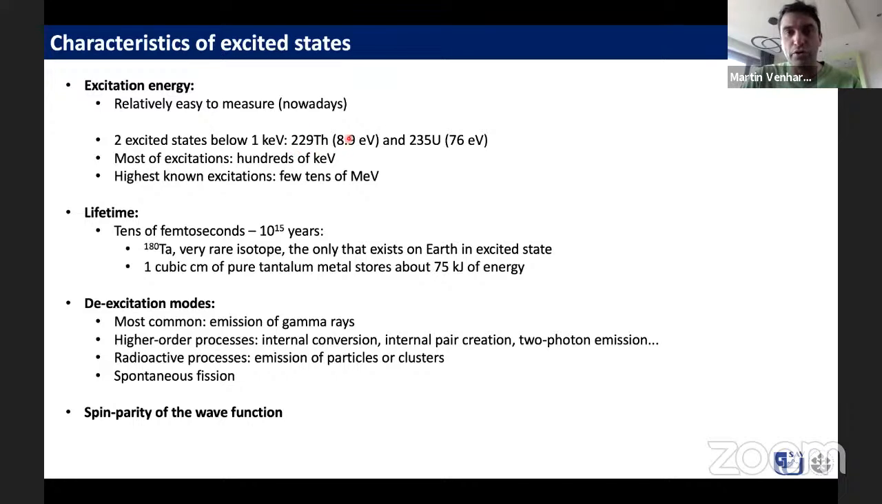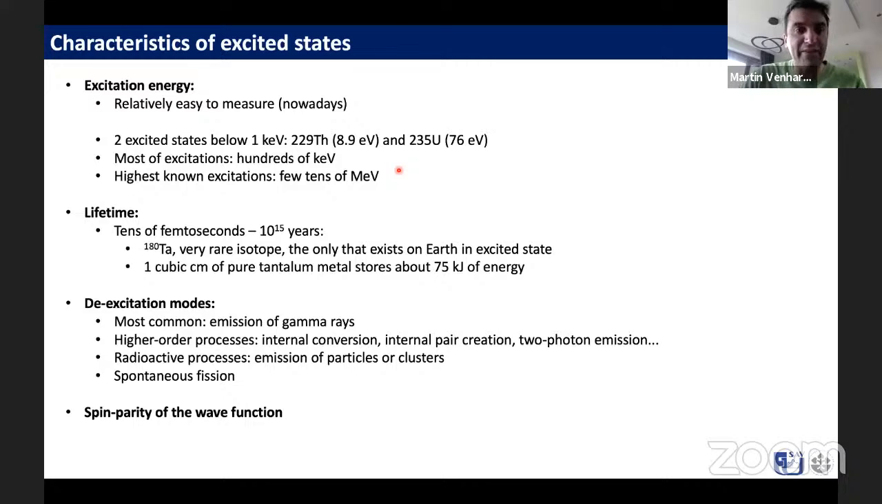One is thorium-229, which is only 8.9 electron volts, and it may have very serious applications in the future because of this very low energy. And the second is the notoriously known uranium-235, which is 76 electron volts. However, most excitations occur at hundreds of keV. So the scale we will be using is hundreds of kilo electron volts. The highest known excitations are at a few tens of mega electron volts.